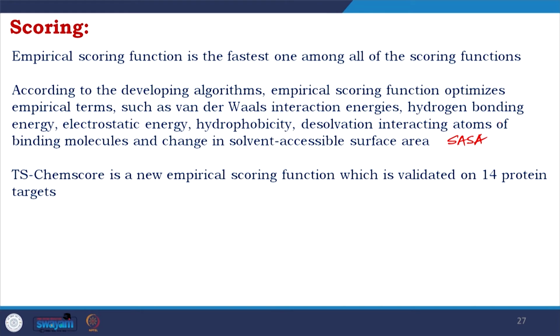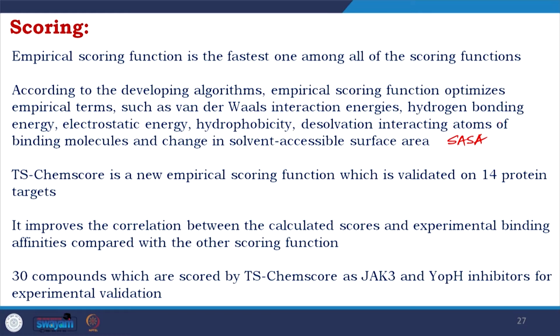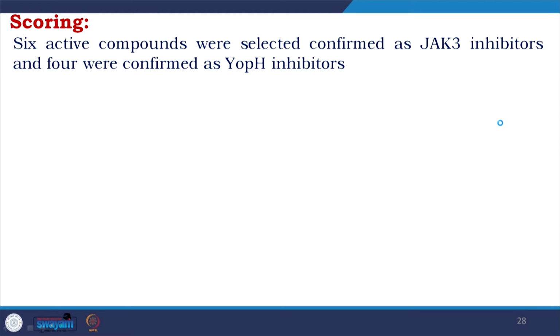TS chem score is a new empirical scoring function which is validated on 14 protein targets. It improves the correlation between the calculated scores and experimental binding affinities compared with the other scoring functions. 30 compounds scored by TS chem score as JAK3 and YOPH inhibitors were taken for experimental validation. 6 active compounds were confirmed as JAK3 inhibitors and 4 were confirmed as YOPH inhibitors.